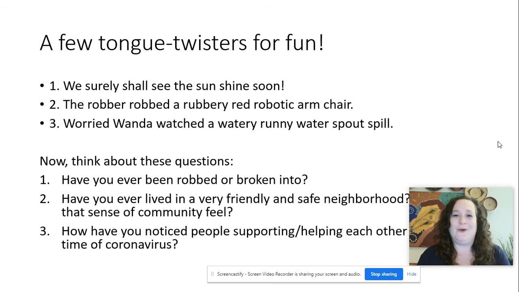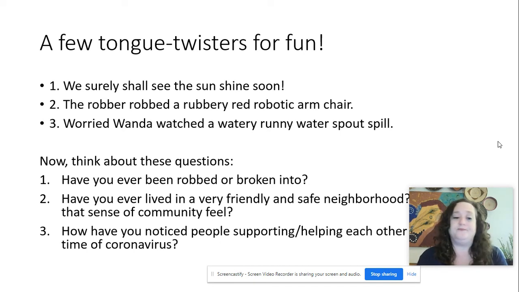Okay, how did you do? What a way to begin today, huh? A little bit more difficult to start. But I hope that your mouth is warmed up and you are ready to learn some more vocabulary for this week. So before we begin and move to the next slide, think about these questions.